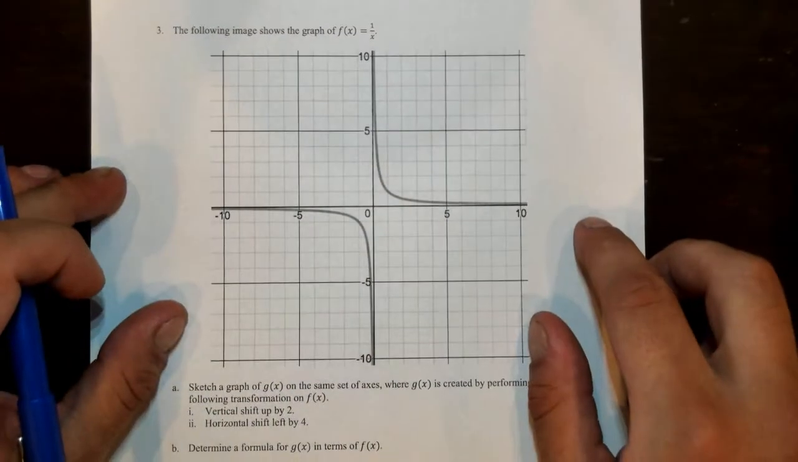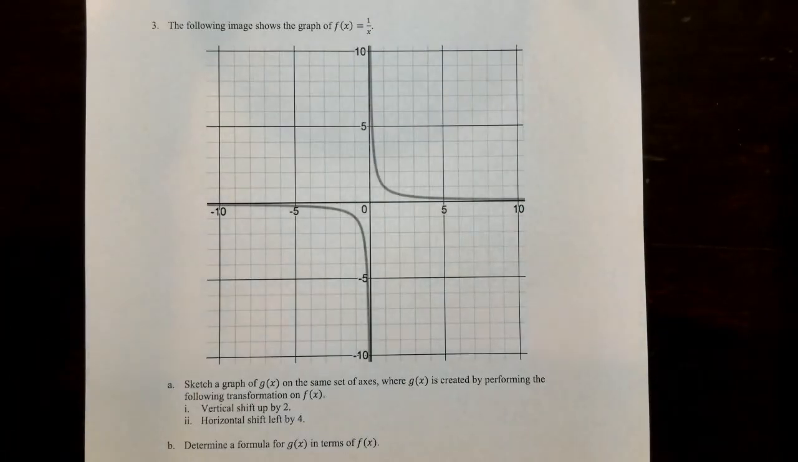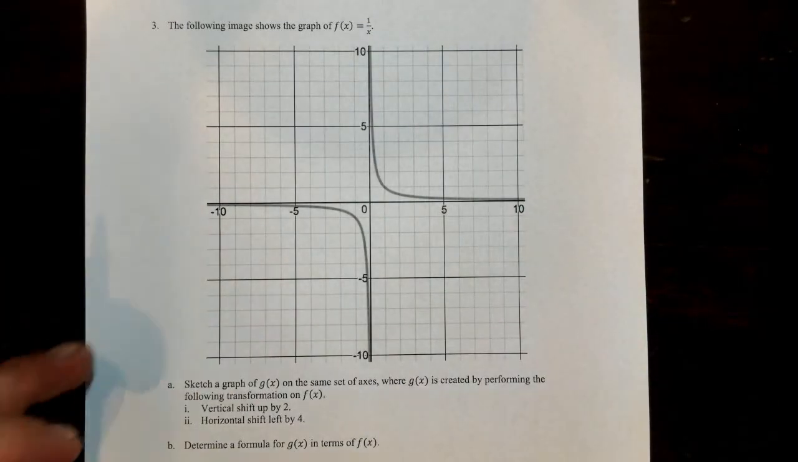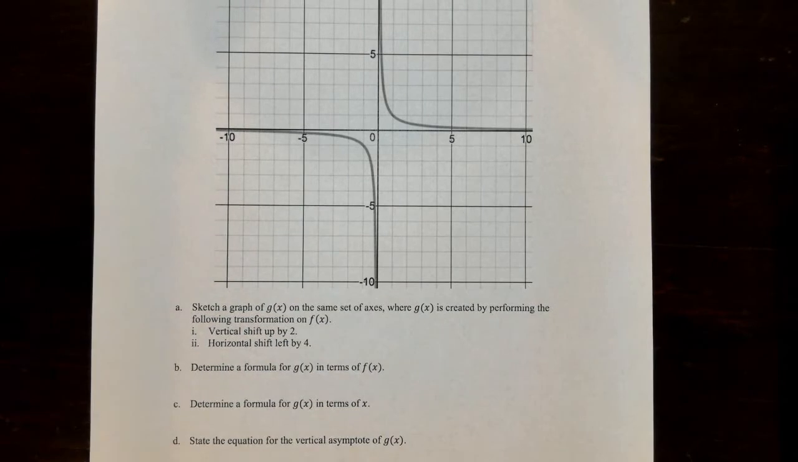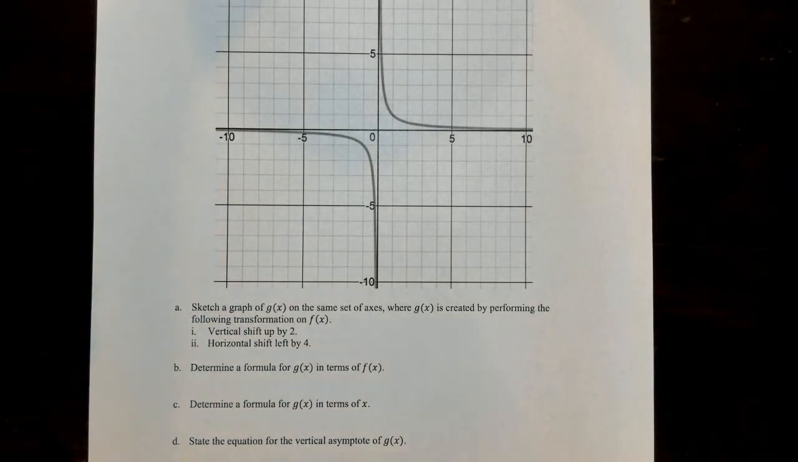Number 3, the following image shows the graph, the parent function of f of x. In A, it says to sketch a graph of g of x on the same set of axes, where g of x is created by performing the following transformation on f of x. So the first part, the vertical shift up by 2, and then we have a horizontal shift left by 4.